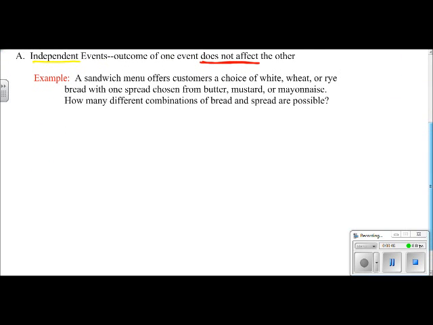So if we want to look at independent events, things that are not affected by each other, we're going to have examples such as this one, where a sandwich menu offers customers a choice of white, wheat, or rye bread with one spread chosen from butter, mustard, or mayonnaise. So how many different combinations of bread and spread are possible? We're going to actually visually look at this using a tree diagram.